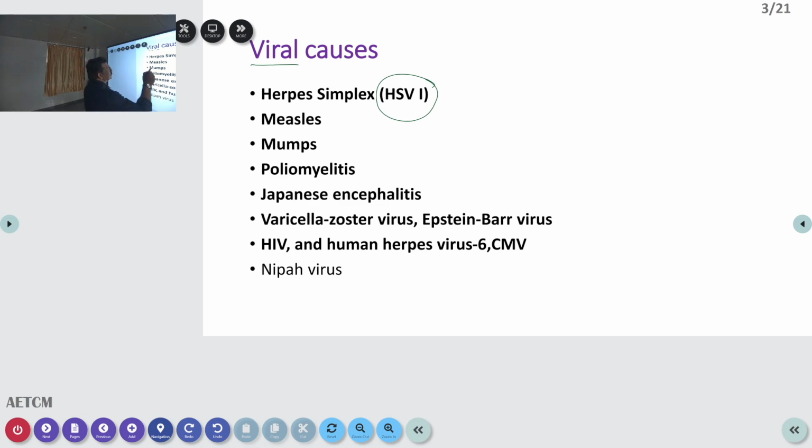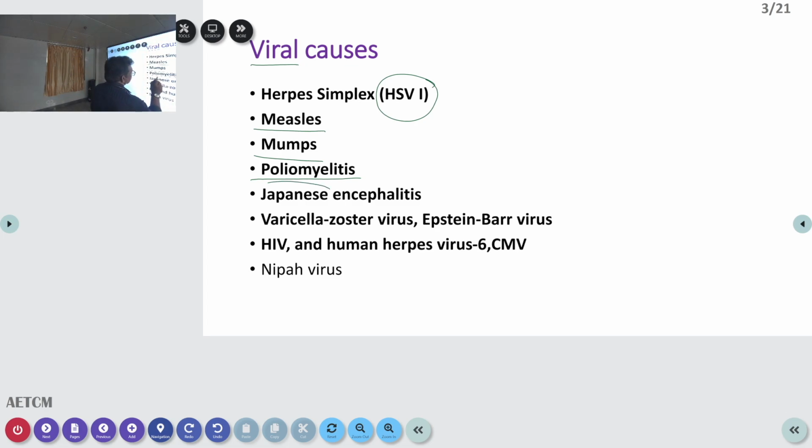Then other diseases like measles, mumps. Mumps can have peripheral features, measles also can have peripheral features. Most of these diseases are very classically seen in children. Poliomyelitis is a chronic encephalitis. It can produce weakness, but nowadays it is almost eradicated because of the vaccination protocol.